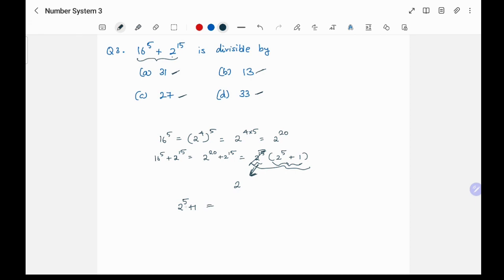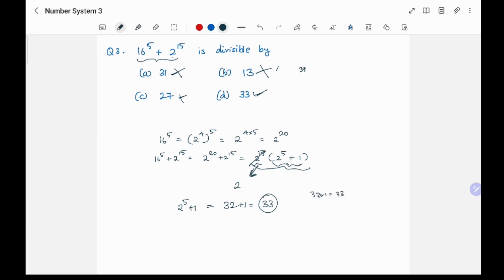Again, if you check, it is straightforward. 2 power 5 is 32 plus 1 gives 33. Is it divisible by 31? No. 13 into 3 is 39, so again not divisible. 27, never. 33, yeah, it is divisible by 33 with a factor of 1, right? 33 into 1 is 33. Straightforward. So 33 is the answer. Option D is the answer.